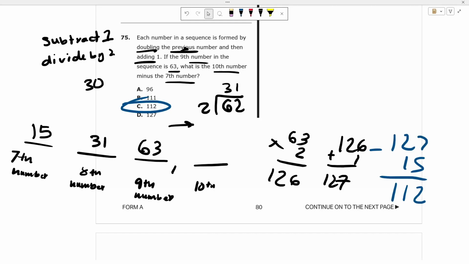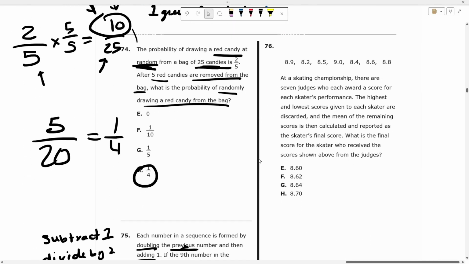Okay, over here we're going to move on to number 76. It says that at a skating championship, there are 7 judges who award a score for each skater's performance. The highest and lowest scores to the skaters are discarded, and the mean of the remaining scores is then calculated and reported as the final score. So in this case, they want us to find the final score. So they want us to drop the highest and lowest ratings, and then find the average of that.